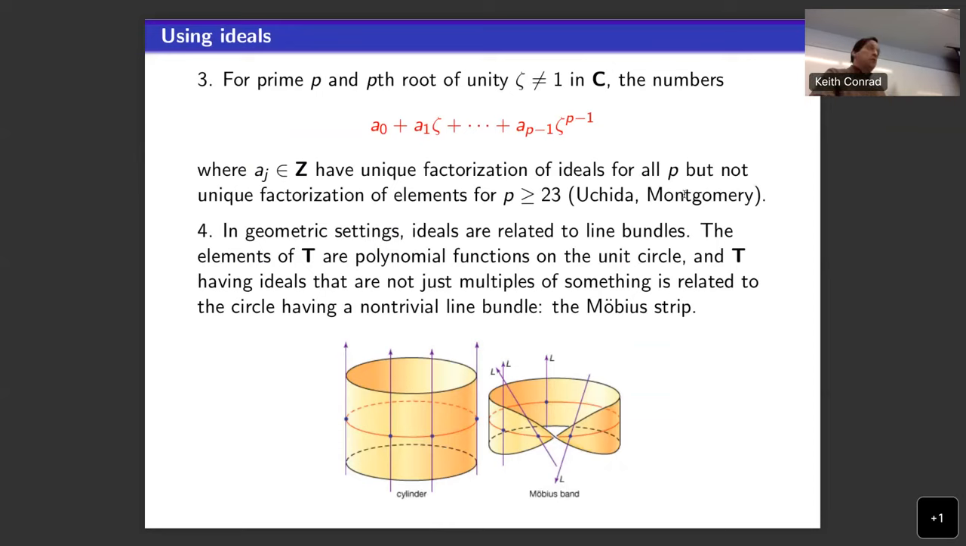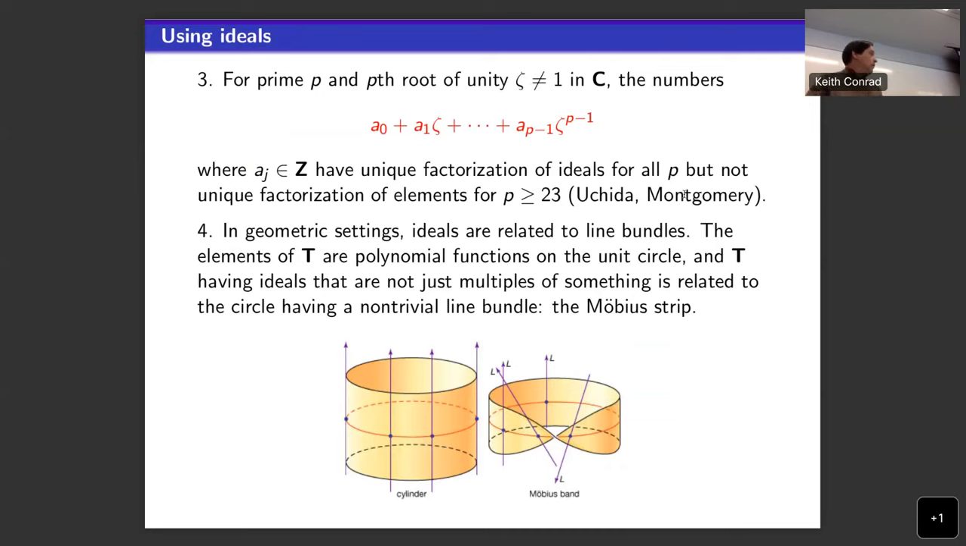The proof uses algebraic and analytic number theory and depends heavily on the fact that at least we have unique factorization of ideals, and then we can take advantage of that property. The last thing I want to mention is a connection to geometry, which is that the very algebraic notion of an ideal turns out to be closely related to the very geometric notion of a line bundle on a curve.